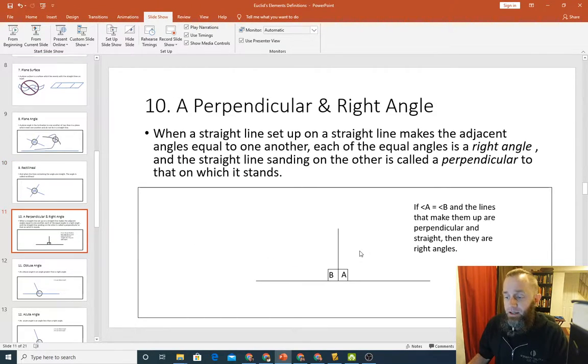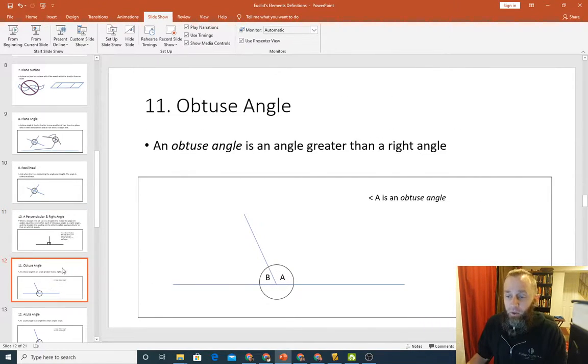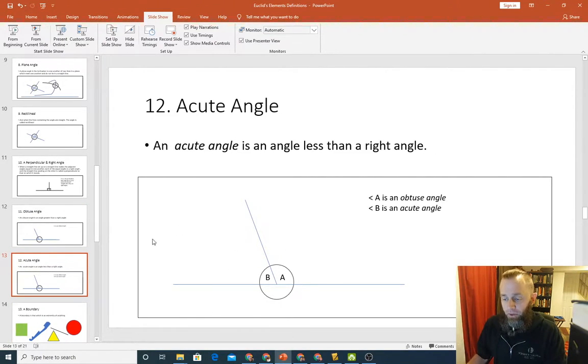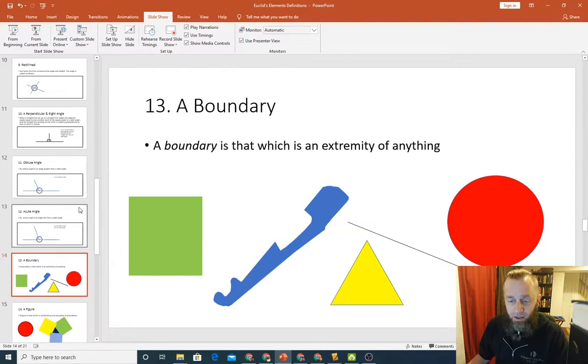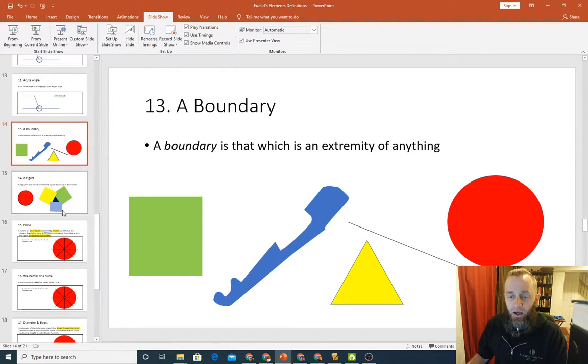We said that when you take one straight line, you set it up on another straight line in such a way that the angles on either side of the line are equal to each other. Then you call those angles right angles, and those lines are perpendicular. We said that an obtuse angle is an angle greater than a right angle, so that's the angle A here. And we said that an acute angle is an angle smaller than a right angle, so that's the angle B here. We said that a boundary is just the extremity of anything, so we just gave a special name to extremities. We call them boundaries.